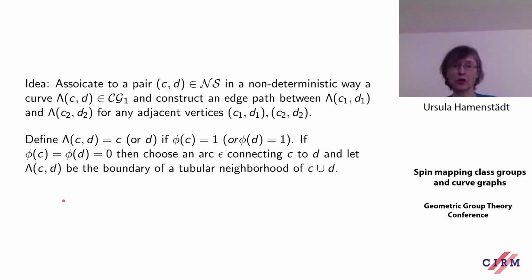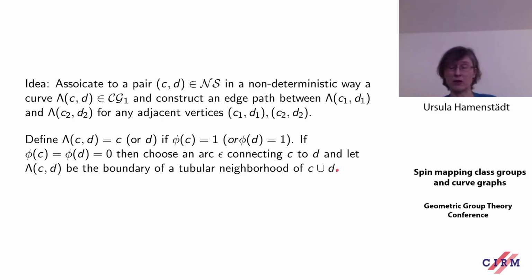The definition is as follows. We take lambda of (C, D) to be equal to C or D. So this is not deterministic, that means we make choices, if either phi of C is equal to 1 or phi of D is equal to 1. So if one of the two has value 1, we pick one of the two which has value 1 and use it as a definition of lambda of (C, D). And if phi of C is equal to phi of D is equal to 0, then we choose an arc connecting C to D and let lambda of (C, D) be the boundary of a tubular neighborhood of the union of C and D and this arc.